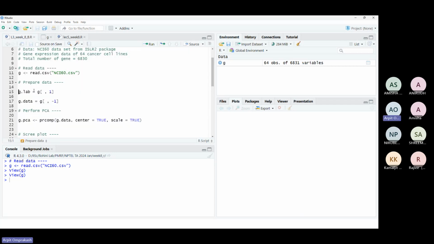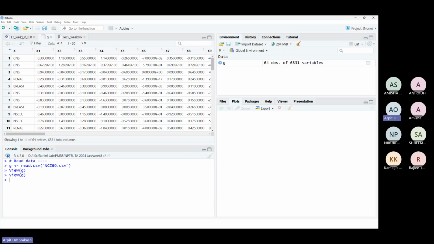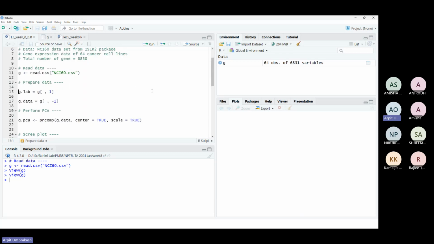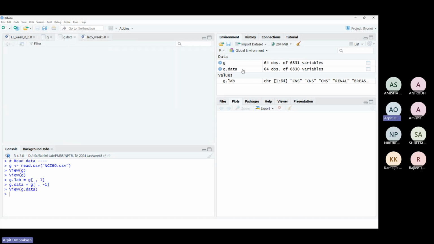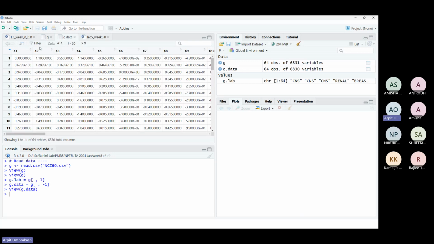Right. So what we want to do is first extract the labels. So these are the labels. We want to extract them to a separate data frame. So G dot lab will be the labels. We are taking all the rows and the first column. G dot data is the data without the labels. So we are taking all the rows and we don't want the first column. We want everything else. We run this. Now we see G dot lab basically is a character vector which has this first column, and G dot data basically has everything else, X1, X2, X3 till however many genes there are.